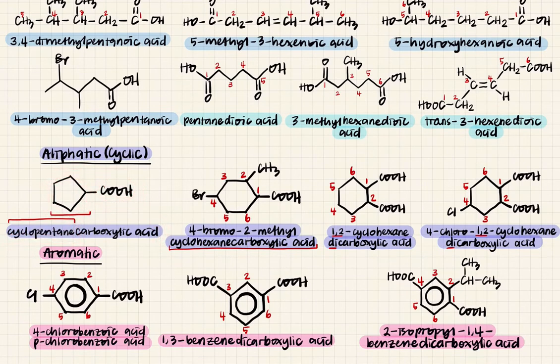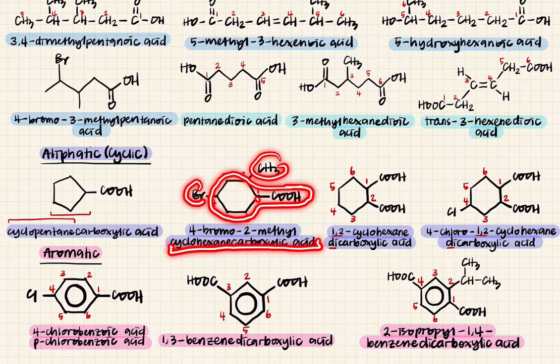The numbering is as usual, following priority. Here, you will give carbon number 1 to this carbon. Now consider the carboxylic acid attached to carbon number 1. It is not carbon number 1 because it is now like a substituent, but it is still the parent. So this is number 1. Your parent is cyclohexane carboxylic acid. That's your parent. Then the others become your substituents.